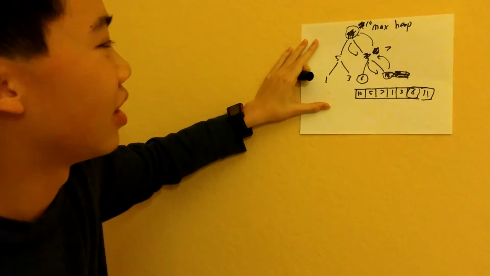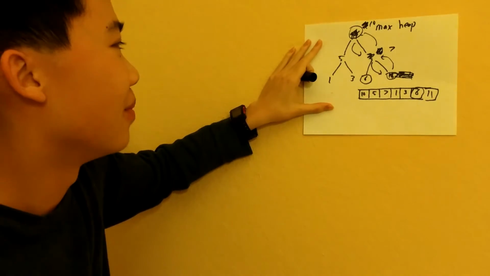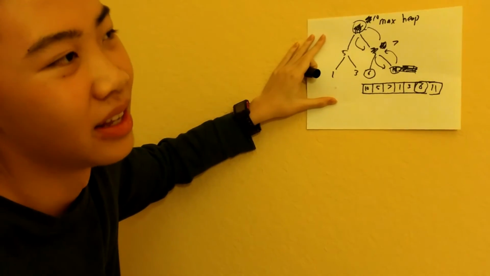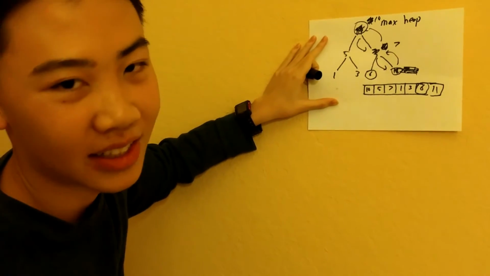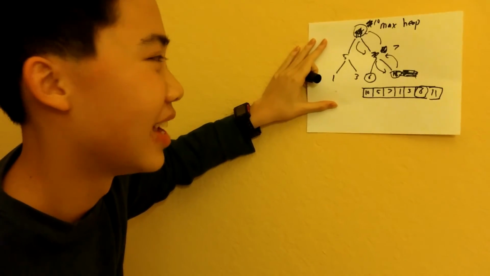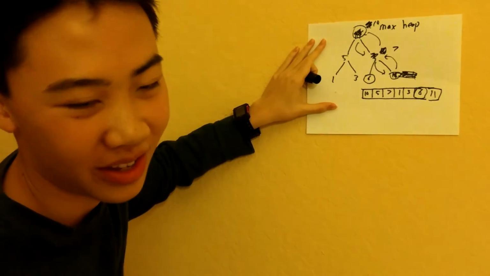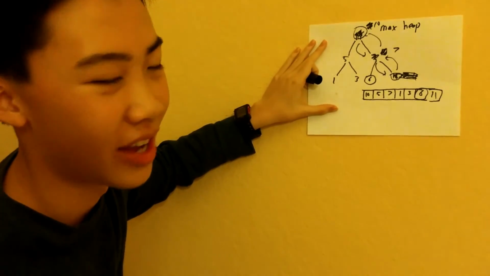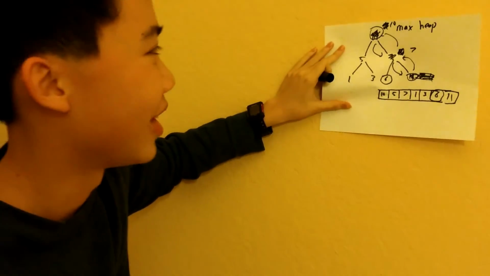Right? And for a min heap, it's the same thing, except the heap property is that the parent is always less than the children. So then you end up with the smallest element at the root. And you can do the same thing and achieve the same log n time. And this is why heaps are useful.